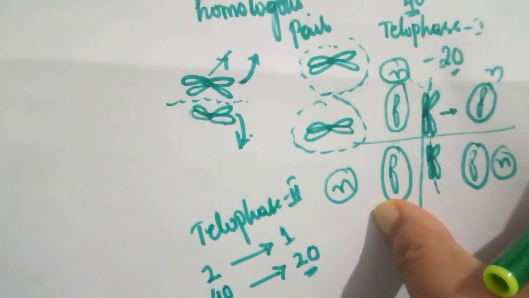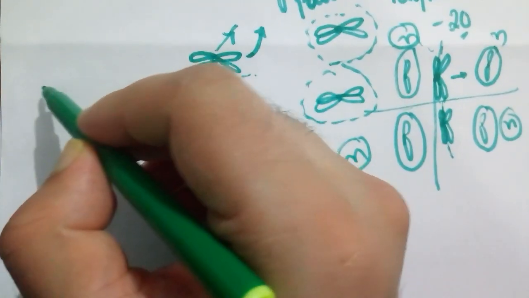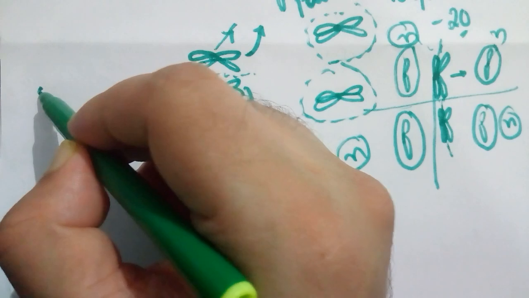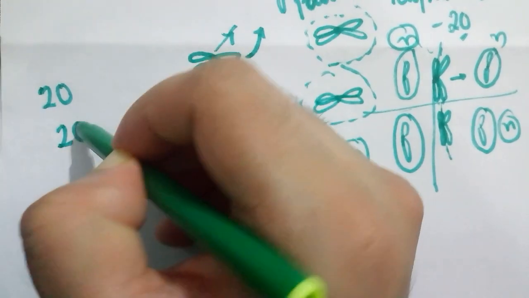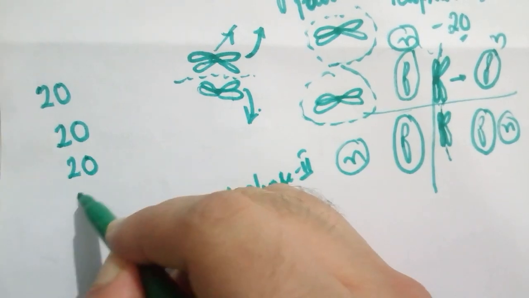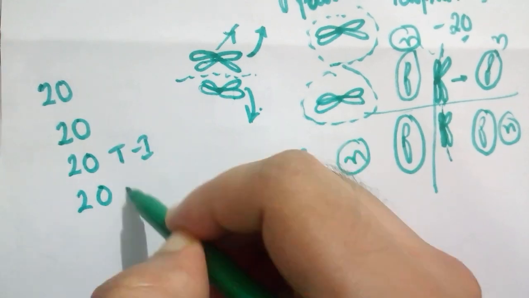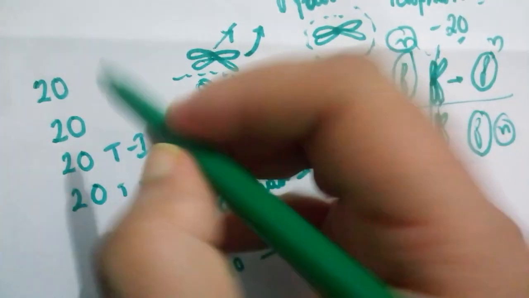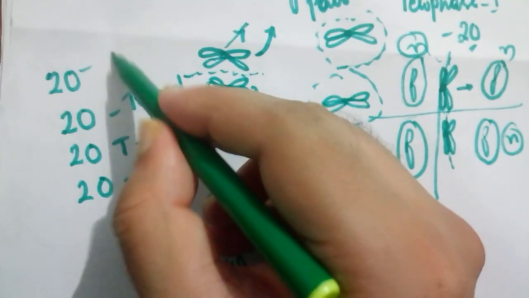So what is our answer? The number of bivalents is 20. The number of tetrads is 20. The number of chromosomes in the telophase 1 nucleus is 20. The telophase 2 nucleus is also 20. This is telophase 1, telophase 2, and this is the tetrads, and this is our bivalent.